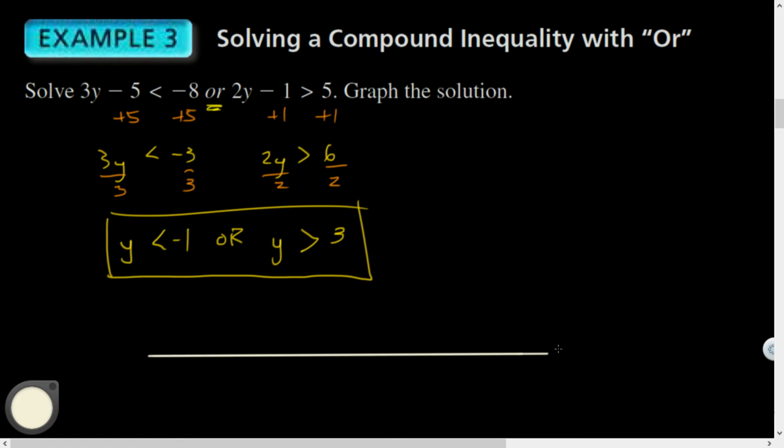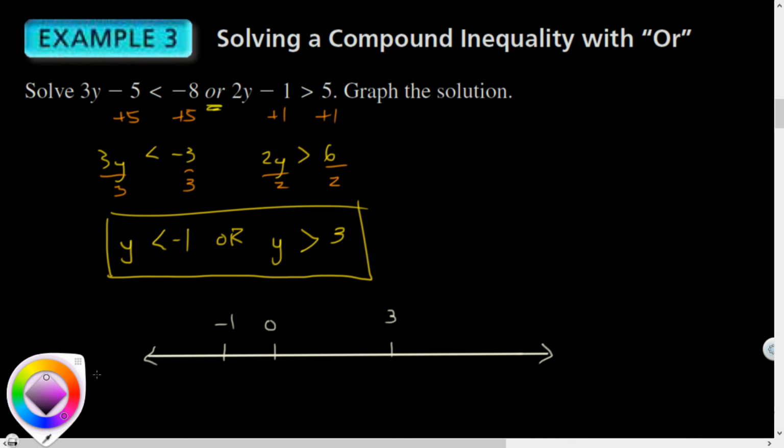Okay, here we go. Let's plot our interesting points. Negative 1 is interesting to us. 0 should always be thrown in the mix. And 3. I kind of spaced it out, right, it's set up there. So when I graph this, y is less than negative 1.